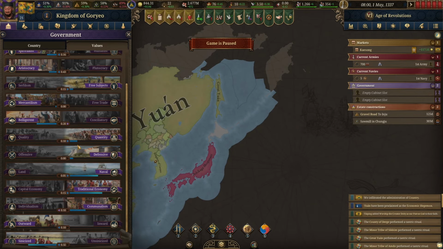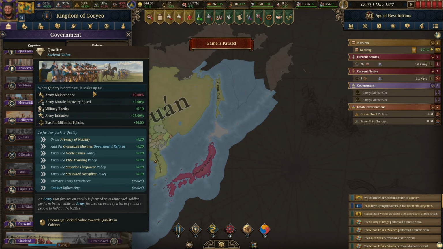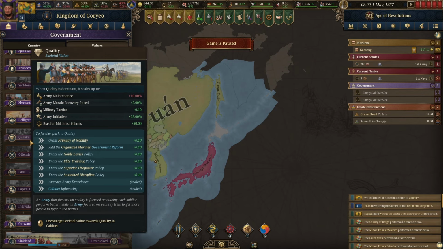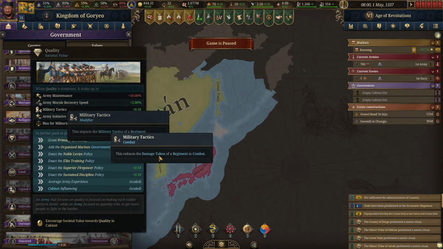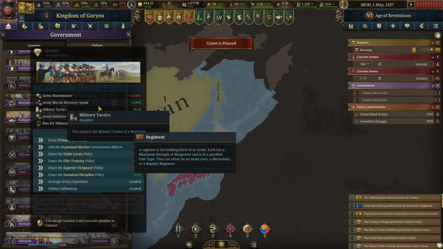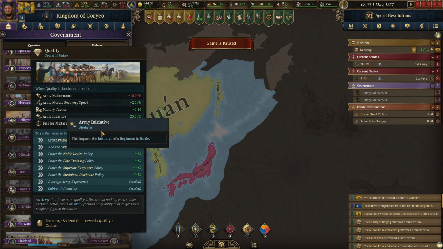Now let's move on to quantity versus quality. You probably don't need me to explain in much detail, but quality makes your army better. It increases the maintenance of paying for your army, of course, but it increases how fast they recover morale, increases military tactics, which supposedly just reduces the damage a regiment takes in combat, and then increases army initiative.